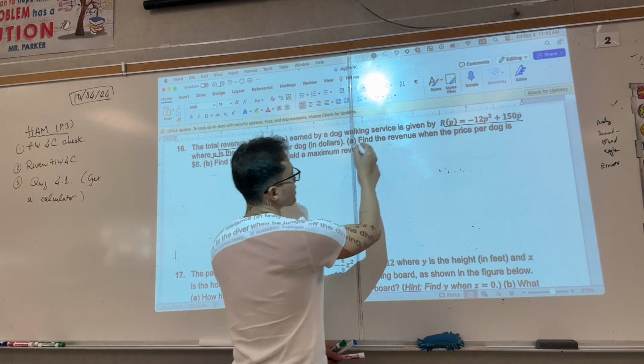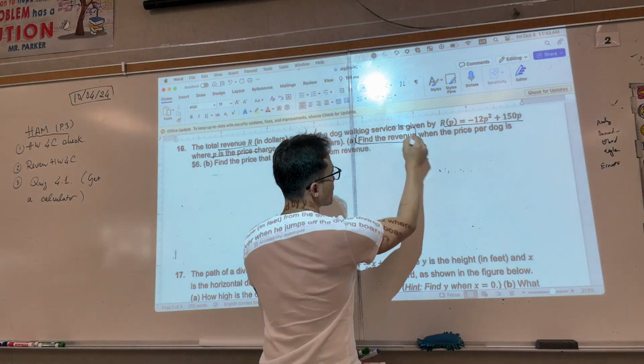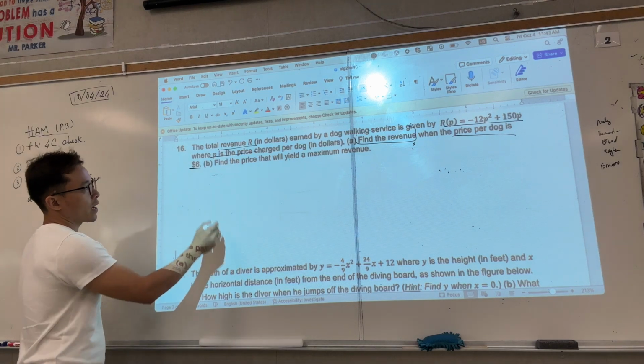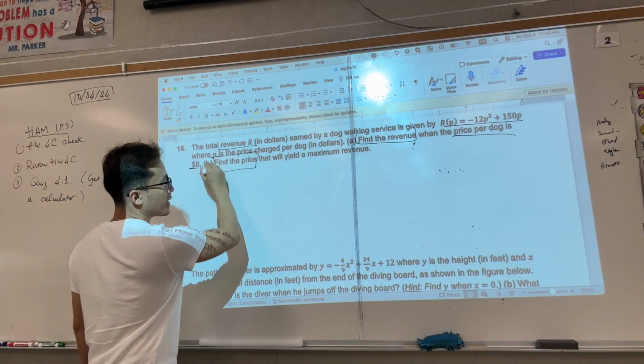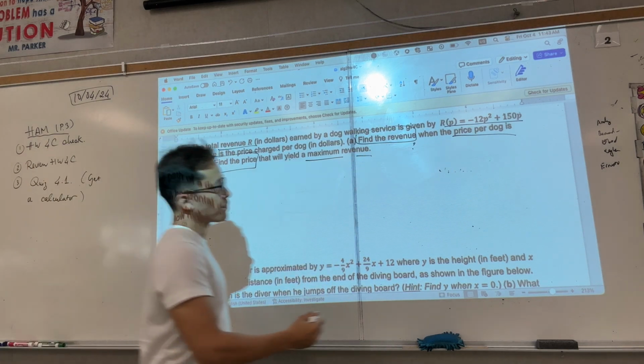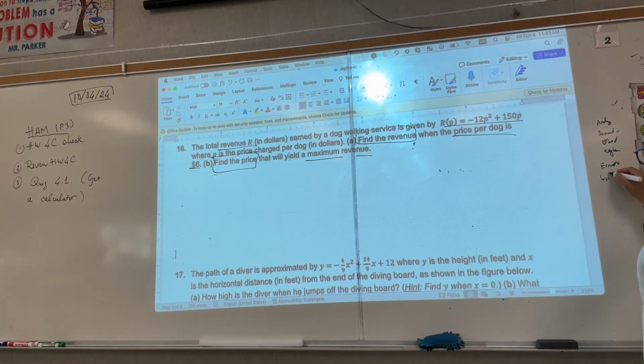Find the revenue when the price is 6. What else? Find the price. The maximum revenue. Okay, all right. Any idea how to do this? How to solve this? Let's do part A.